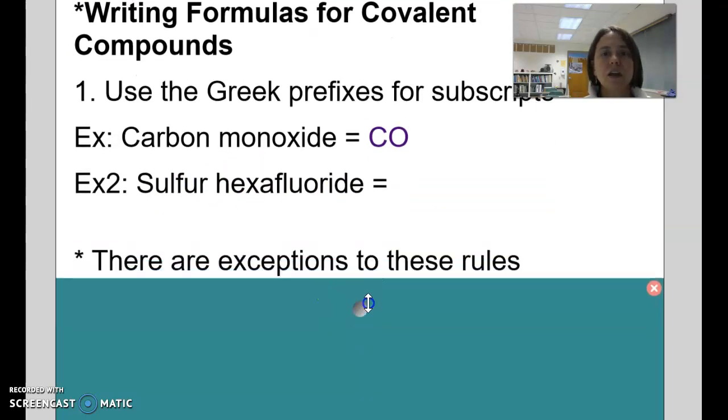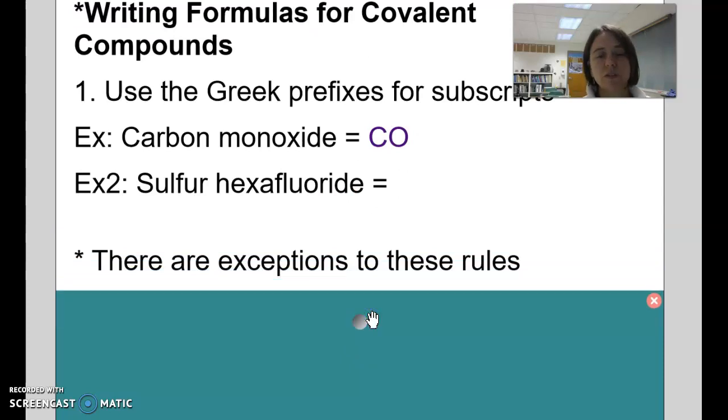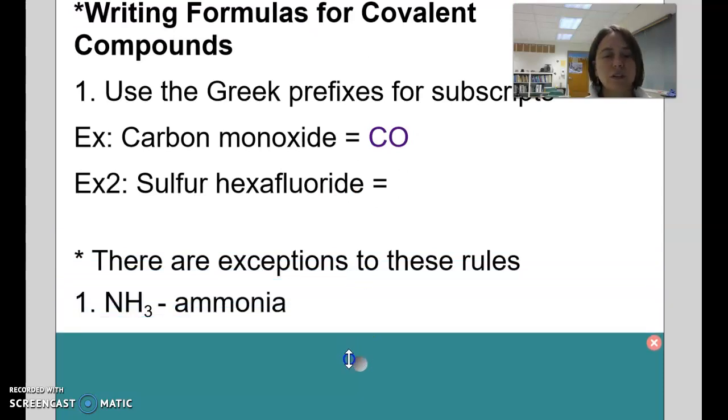As always, there are going to be exceptions to these rules. So what are the exceptions? Well, some of them are just specially named compounds. So this one technically is nitrogen trihydride. Nobody calls it nitrogen trihydride. Everyone calls it ammonia. So you just have to memorize that ammonia is NH3.